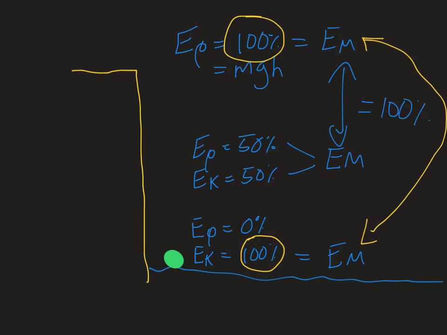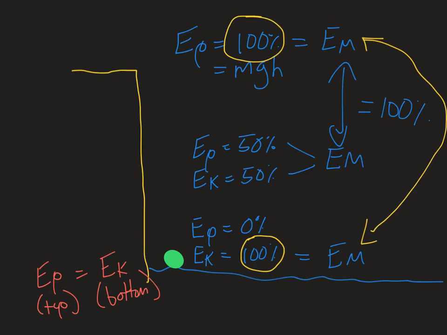In other words, what's happened is all of the height this rock had has now turned into speed. It has no more potential energy. It all got converted to kinetic energy. But however much kinetic energy I had at the bottom has to equal the potential energy at the top. In other words, EP at the top has to equal EK at the bottom.